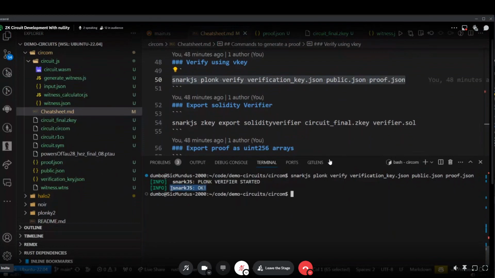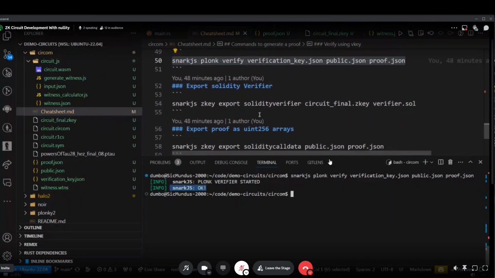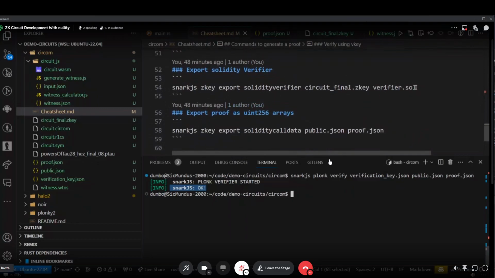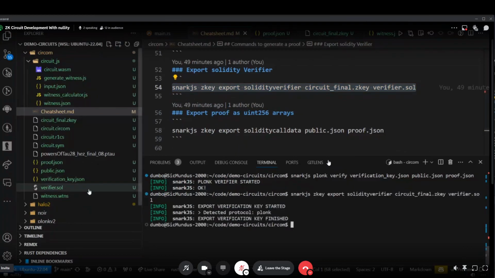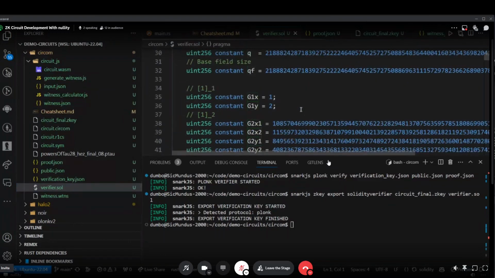Okay, so it gave us OK, which means yeah, you're good. The next thing is generating a Solidity file. If you rewind back to 10 minutes, we generated a Solidity file using zkREPL, and we're going to do it again now using our command line. So we have our Solidity file.